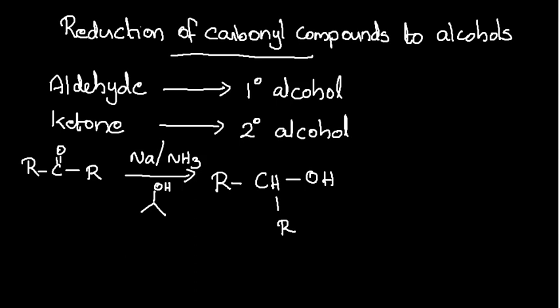Primary alcohols can be obtained from aldehydes, and ketones are reduced into secondary alcohols. This R–C=O–R, that is our ketone, in the presence of sodium in liquid ammonia with isopropyl alcohol will be converted into RCHOHR, that is our secondary alcohol.